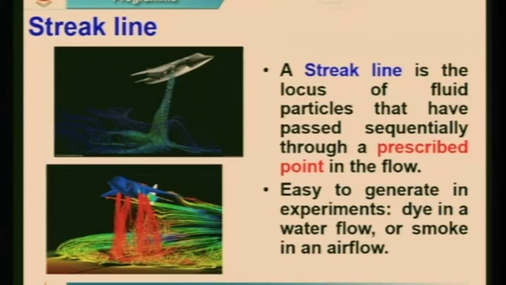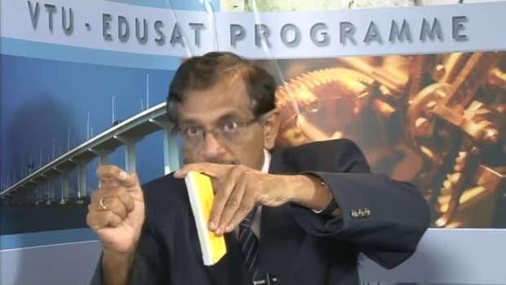A streak line is the locus of fluid particles that have passed sequentially through a prescribed point in the flow. A streak line is the locus of fluid particles. For example, if I take this duster as a chimney, and the top you assume this is the chimney, I assume that there is a line. Whatever particles are passing at instant of time, say time t equal to 0, say 10 particles are crossing this line, I will simply trace those 10 particles, how they are going.